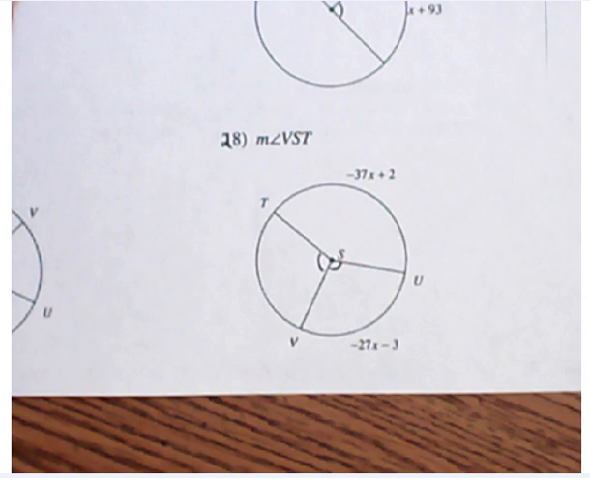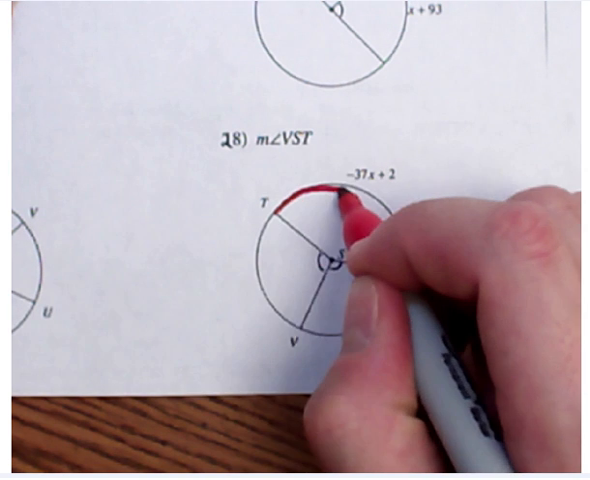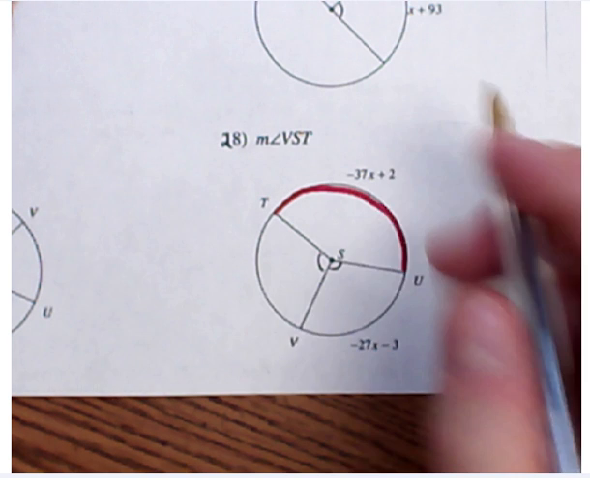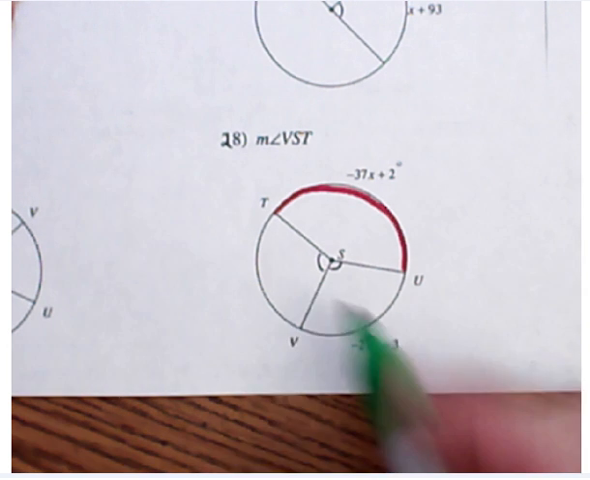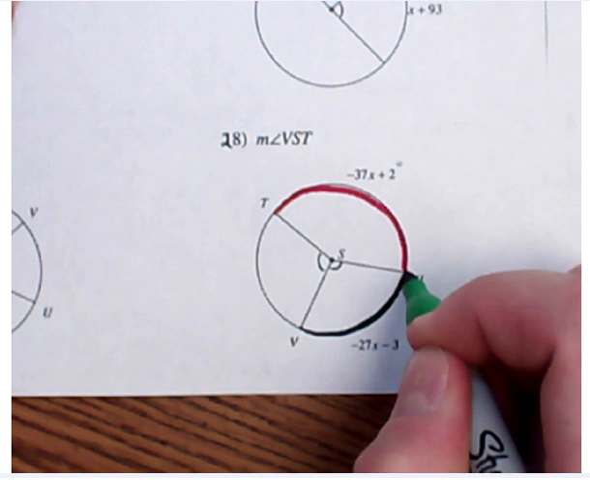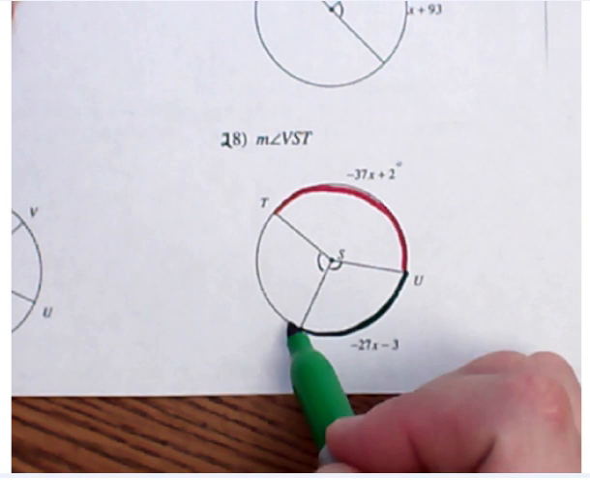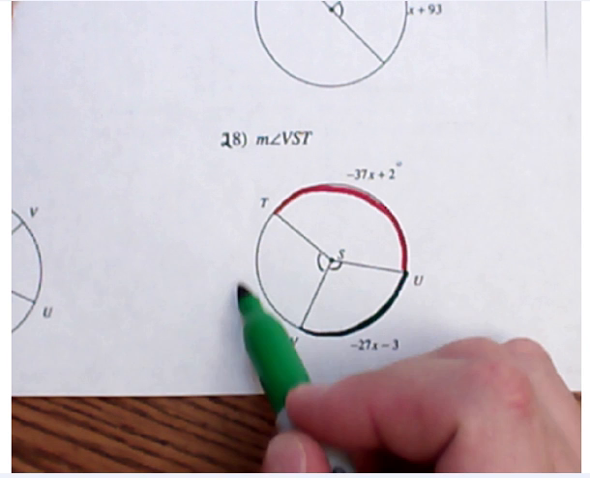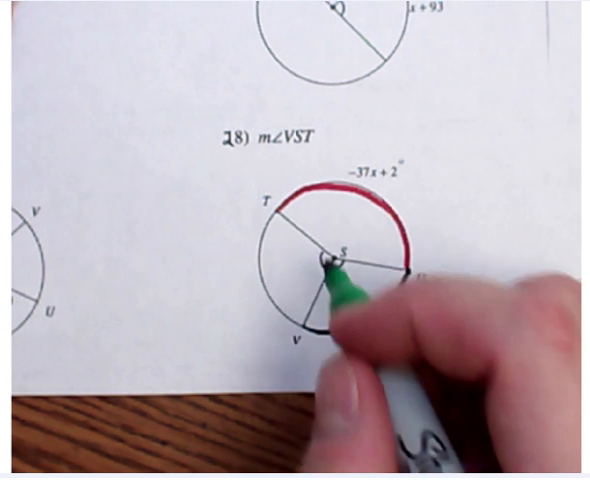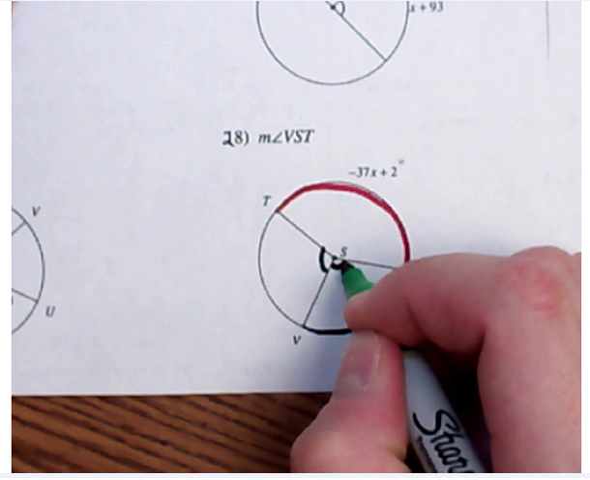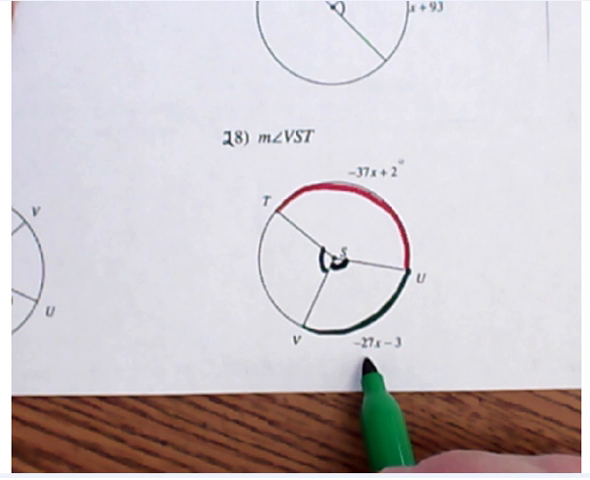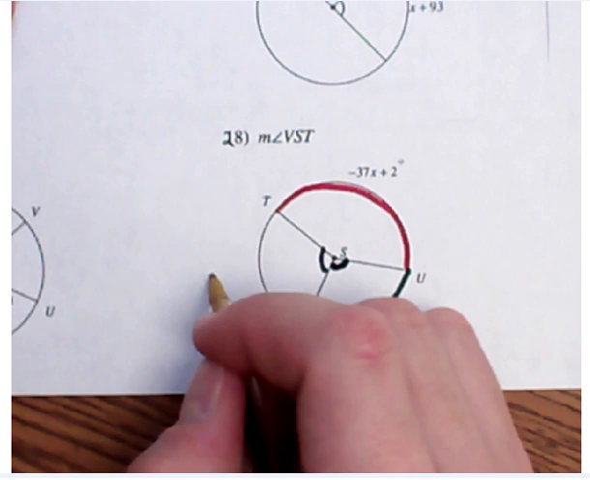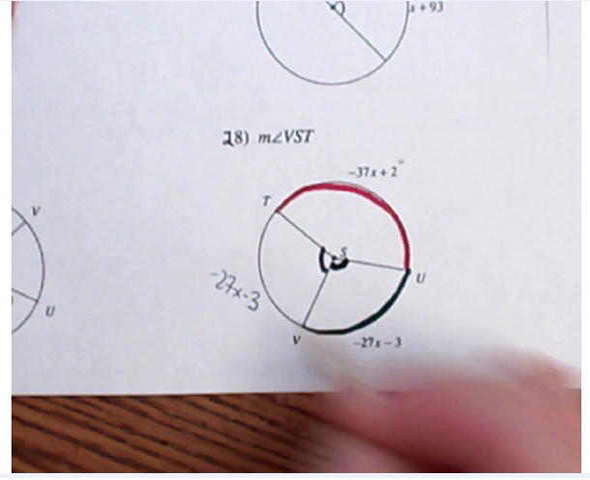They give you arc TU is negative 37x plus 2. All of these are degree measures. They don't put the degree there, but you can assume that that's an arc measure. You have negative 27x minus 3. Now the problem is that they don't put anything about this arc. They don't give you any expression, but they do show you at the center that those are congruent. So if this arc measure is negative 27x minus 3, so is this one, negative 27x minus 3.